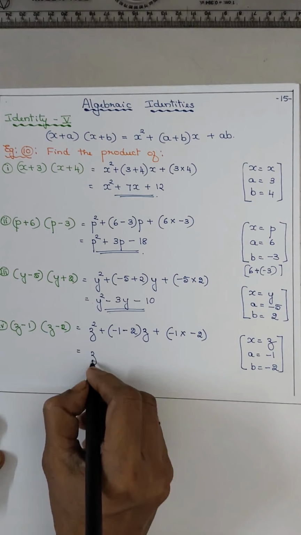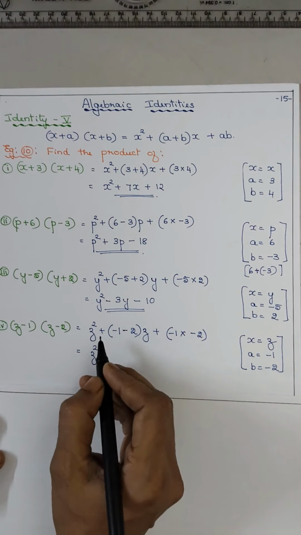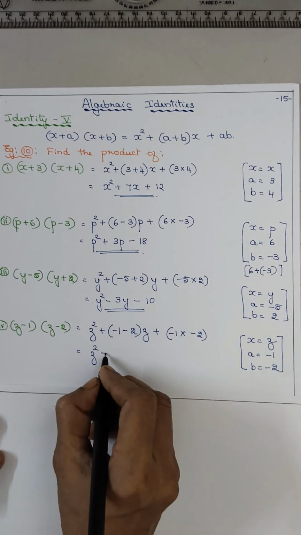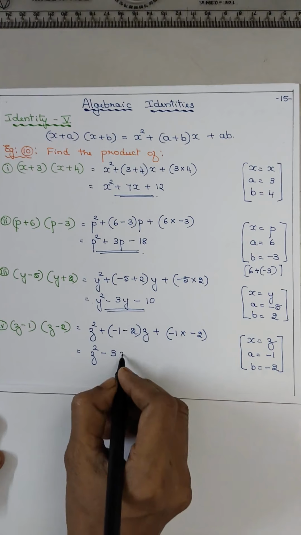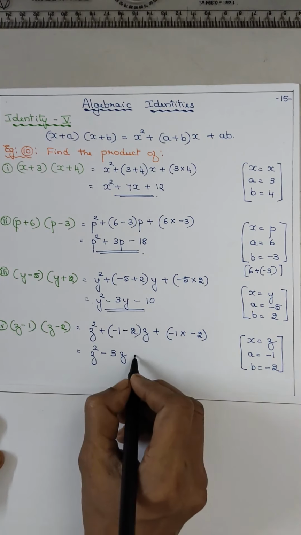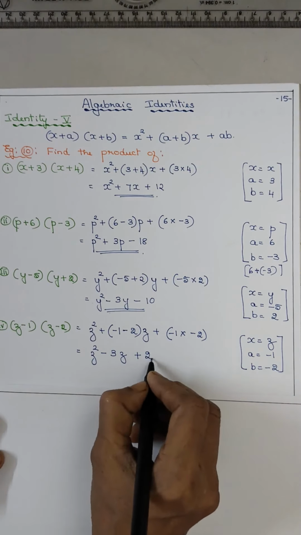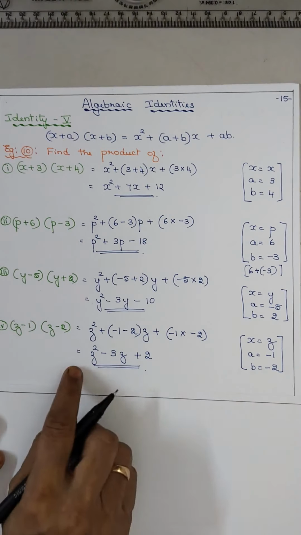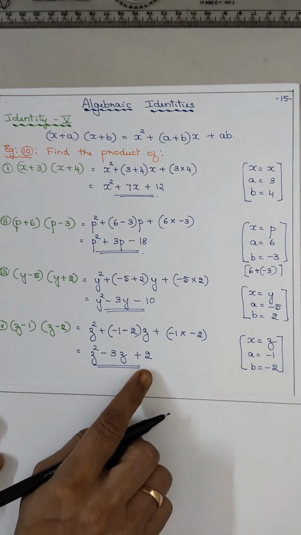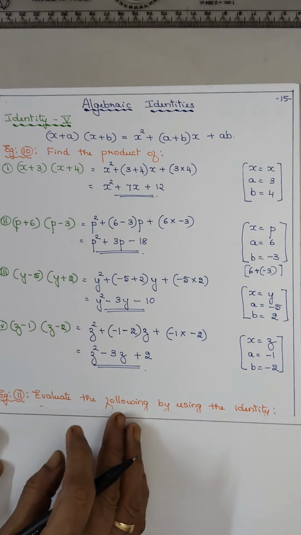Now z square minus minus, same signs you have to add and put the sign, that means minus 3z. In multiplication, same sign, answer will be positive. 1 2s are 2. So you got z square minus 3z plus 2. Hope you understood this. Example 10.